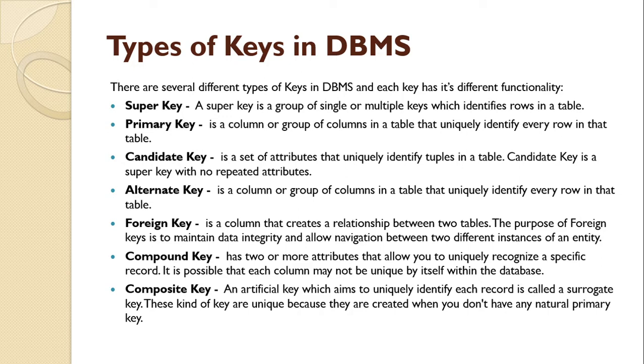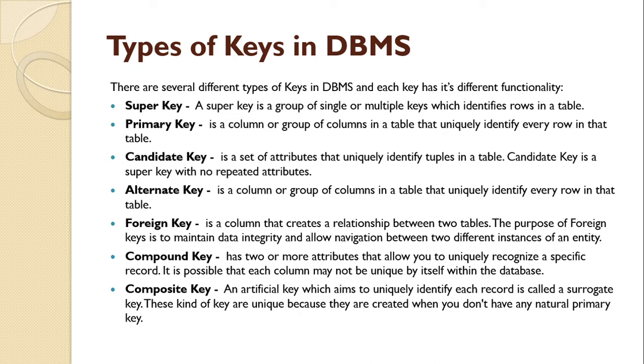There are several types of keys in DBMS, and each key has its different functionality. For example, the first one is a super key. A super key is a group of single or multiple keys which identifies a row in a table. It may be a single key, or it may be a combination of multiple keys. It is used to identify a row in a table. Then primary key, we will discuss deeply in the coming slides. A primary key is the column or group of columns in the table that uniquely identifies every row in that table.